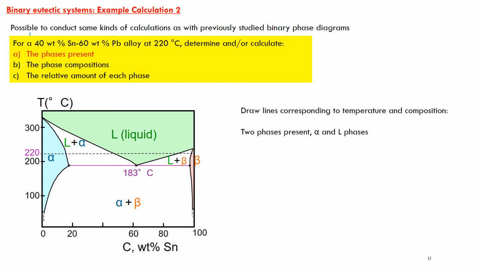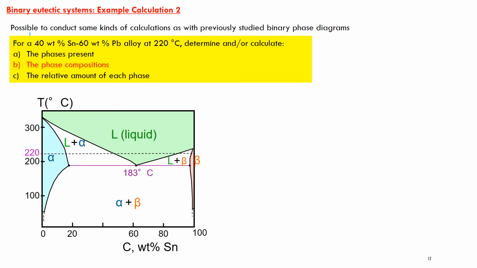Let's try another one, because we've got a couple of other two-phase regions in this phase diagram. Let's imagine that we have a 40 weight percent tin system at 220 degrees Celsius. Let's first of all try and work out the number of phases that are present. Well, there are two phases present at this temperature and composition. There's an alpha phase and a liquid phase.